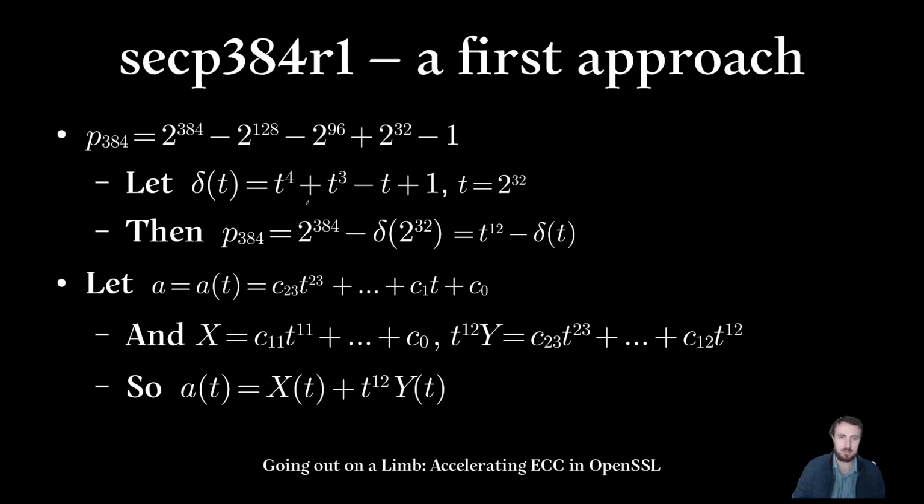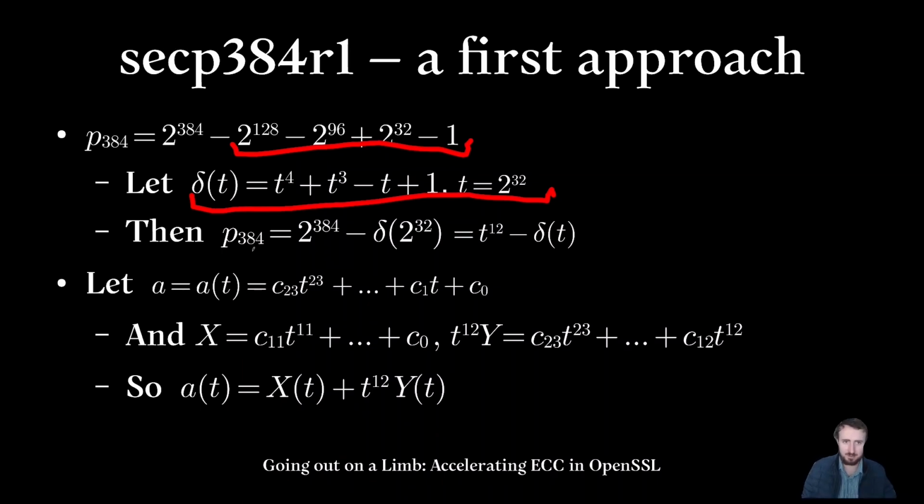So let's put this all together. Sorry for the wall of text. All right, so we have some delta here, which encompasses all these terms. It's the positive difference between P384 and our natural modulus, 2 to the 384. I'm going to henceforth think of 2 to the 32 as just a pronumeral t. And so what do we get? We get that our prime is congruent to t to the power 12 minus our delta.